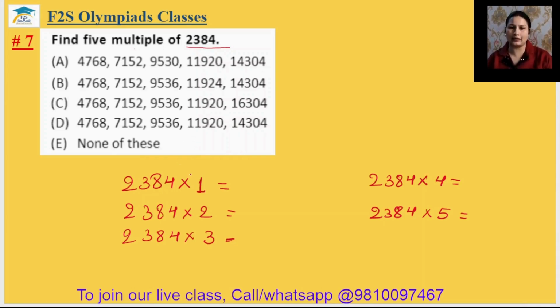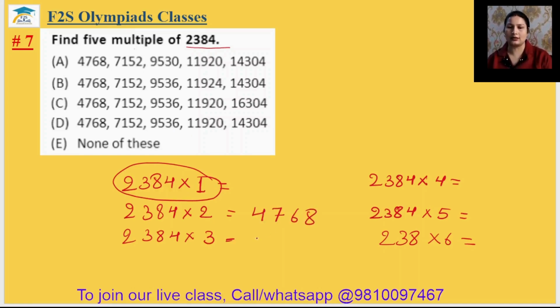Acha, other than this, we cannot take 1, we have to take it till 6. So 2, 3, 8, 4 multiplied by 6. Multiplied by 2, it will be 4, 7, 6, 8. Multiplied by 3, it will be 7, 1, 5, 2. Multiplied by 4, it will be 9, 5, 3, 6. Next, it will be 1, 1, 9, 2, 0. Then 1, 4, 3, 0, 4. It is available in option D. The seventh answer is option D.